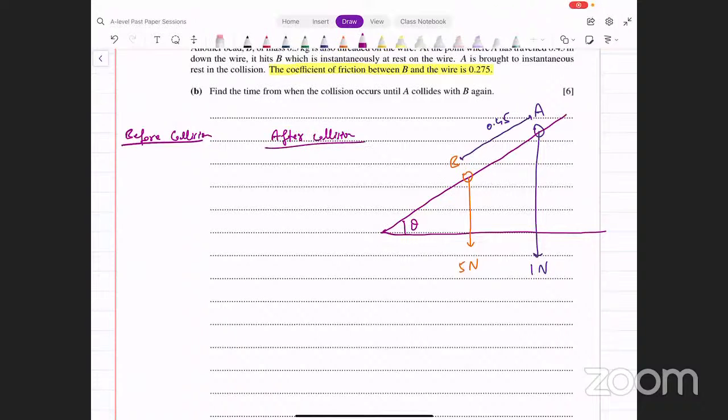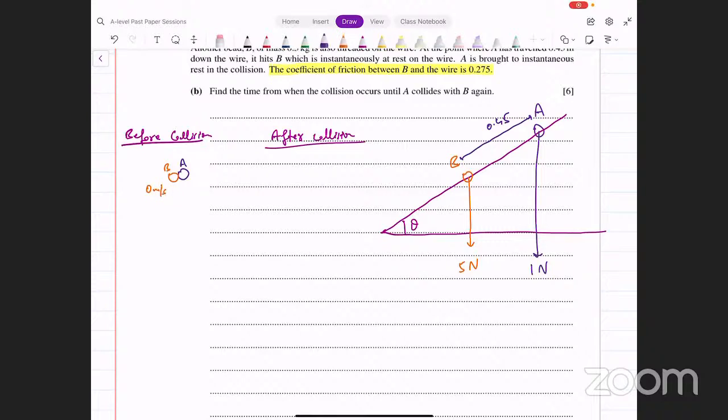What's happening before collision? Just at the point when they are colliding with each other. This is A, this is B. बिल्कुल साथ एक दूसरे के हैं. B instantaneous rest के ऊपर है. तो B की velocity कितनी है? B की velocity is essentially 0. Before collision, this is 0 meters per second.